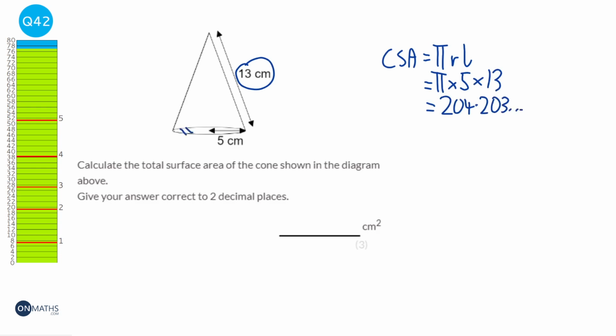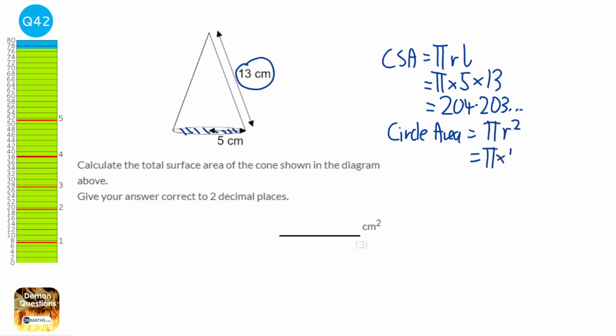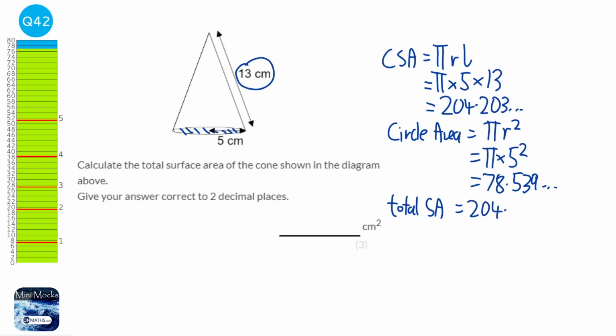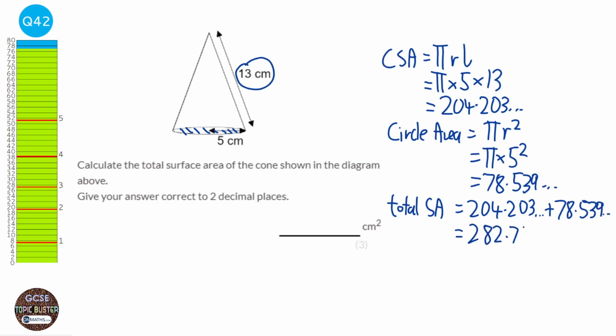We've got to then work out the area of the circle at the bottom. So the area of the circle, which the formula is pi r squared. So it's going to be pi times 5 squared, which is 78.539 blah blah blah, and so the total surface area is just a matter of adding those together. And that will give us 282.743 blah blah blah. And to 2 decimal places, that's going to be 282.74.